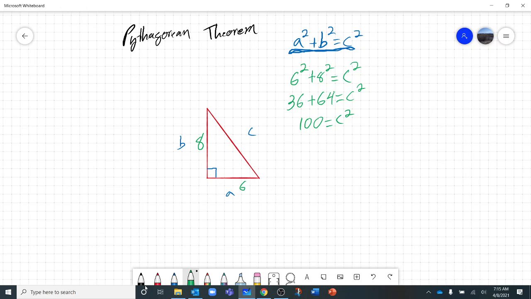To get the c, we want c, we don't want c squared. The opposite of c squared is the square root. So if we take the square root of both sides, remember this is an equation, so anytime we have an equation, we can do whatever we want to it as long as we do it to both sides. The square root of 100 is 10, so c equals 10. So per the Pythagorean theorem, the side c equals 10.